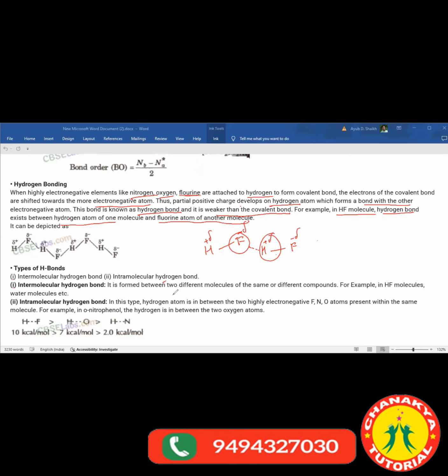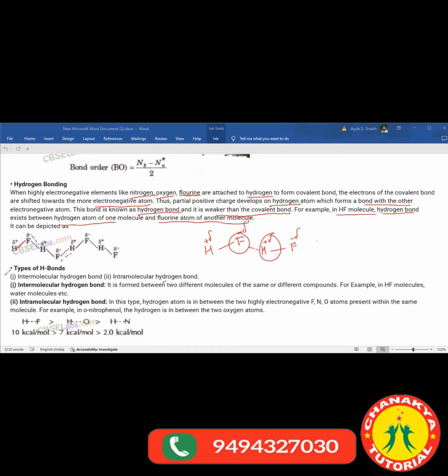Hydrogen bond. You can see one bond is shown by the solid line and another by a dotted line. So this dotted line bond is nothing but your hydrogen bond. Keep it in your mind. Hydrogen bond is always shown by what? Dotted lines.